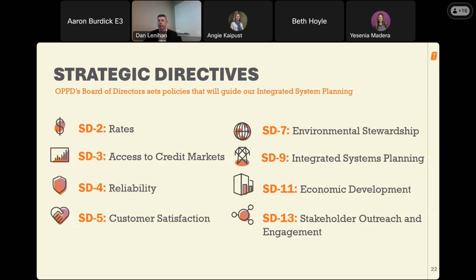So at OPPD, our board of directors has created 15 strategic directives, or SDs, that guide how our staff should accomplish our mission. And I plucked out a subset of those and listed those on the slide here, as these ones are having high impact on our integrated system planning framework. Now, I'm not going to read them all, but in essence, these strategic directives provide direction on how we should achieve affordability, reliability, customer satisfaction and growth, and environmental stewardship, which includes our net zero carbon goal by 2050. So we've been given these directives by our board, and so this is where our board's input is strongest and most influential into this integrated system planning study process.